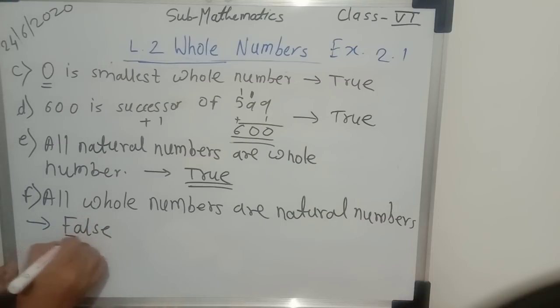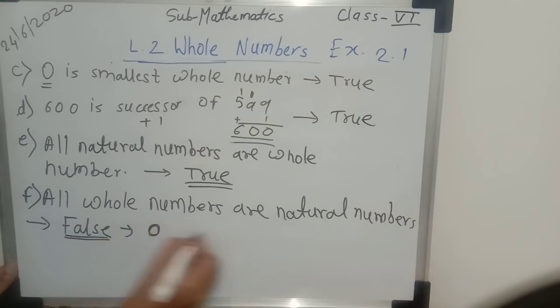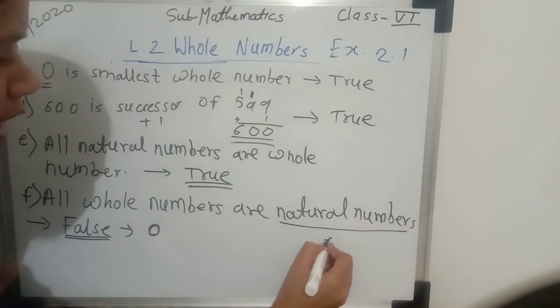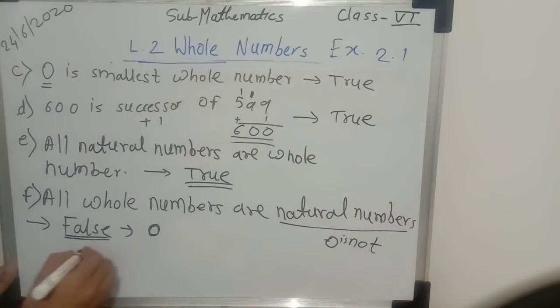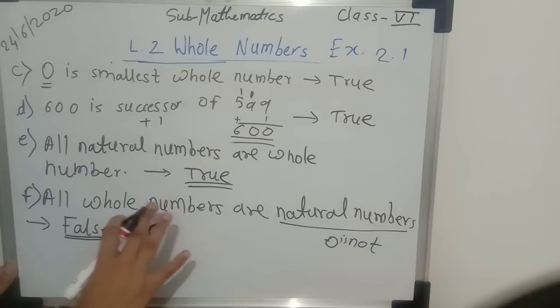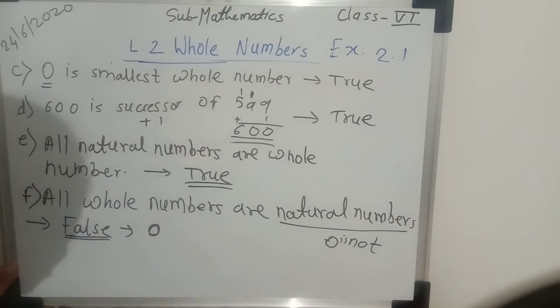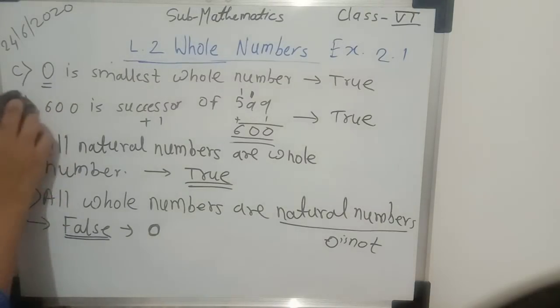Why is this statement false? Because in whole numbers, 0 is there, and in natural numbers, 0 is not there. 0 is not in natural numbers, and that's why the statement "all whole numbers are natural numbers" is false, but all natural numbers are whole numbers. So let's see the other statement. You can write all these statements down in your notebook.